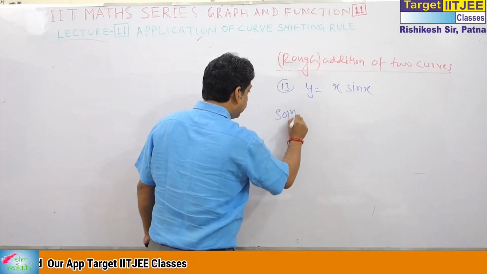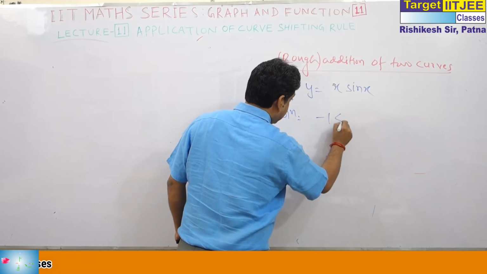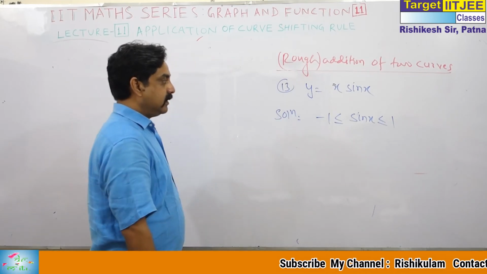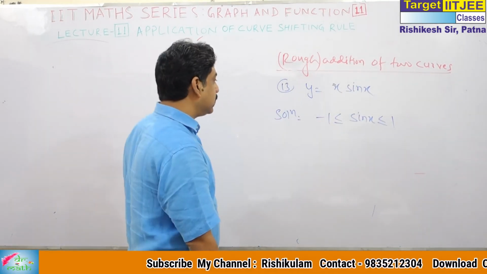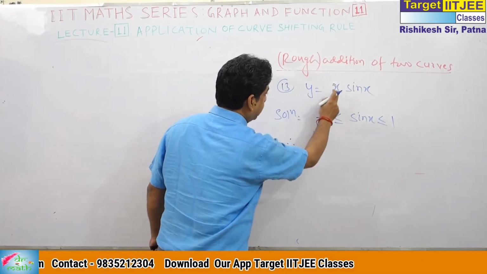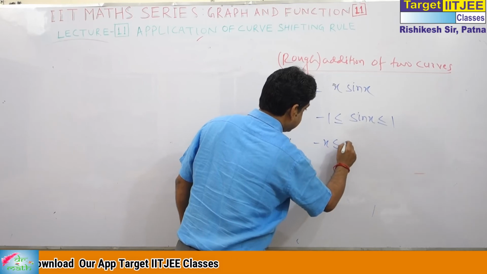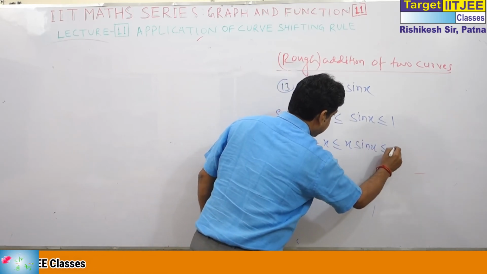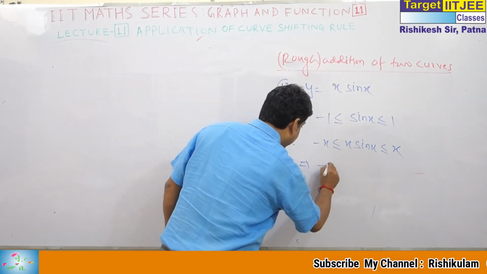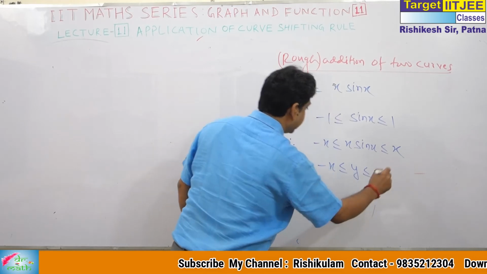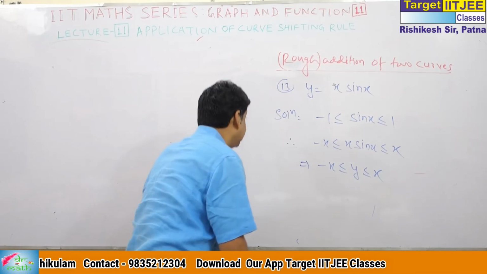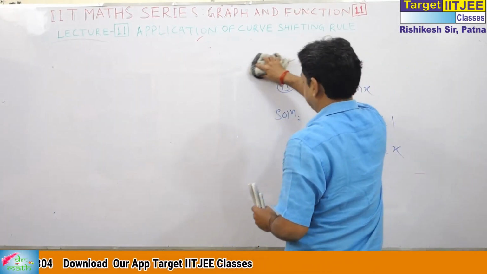Actually, we know sin x lies between minus 1 and 1. Since sin x lies between minus 1 and 1, when we multiply by x, this lies between minus x and x. Therefore, we can say y lies between minus x and x. I am taking the advantage of range here.